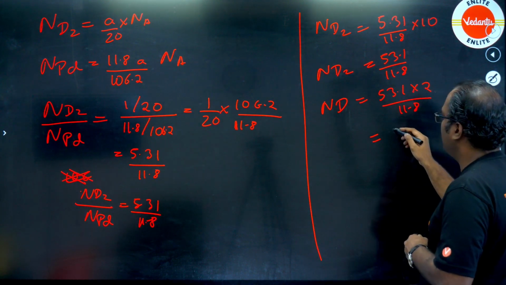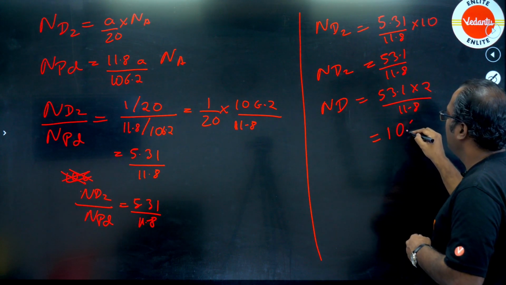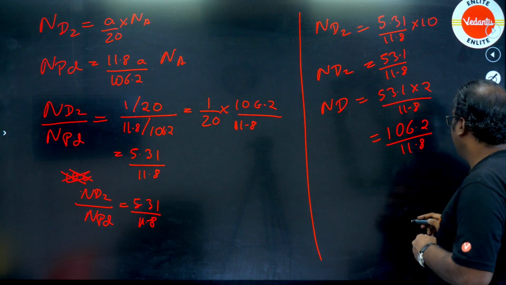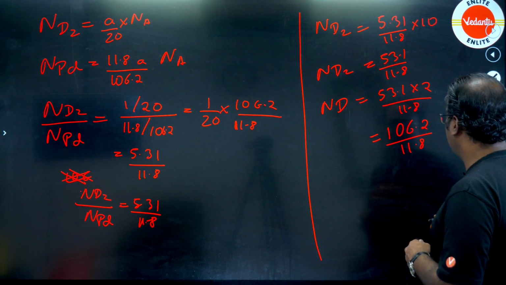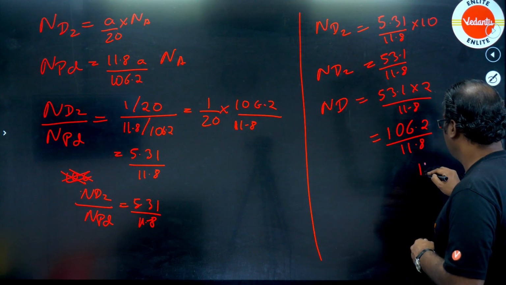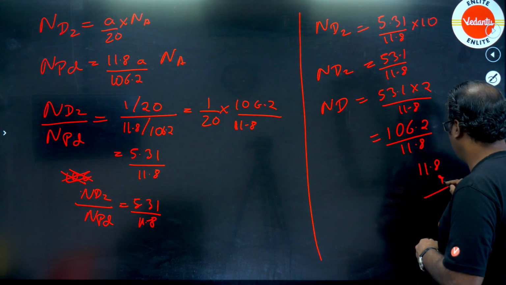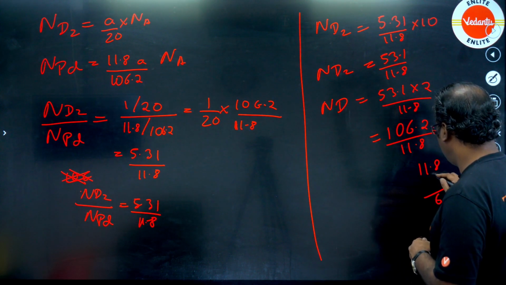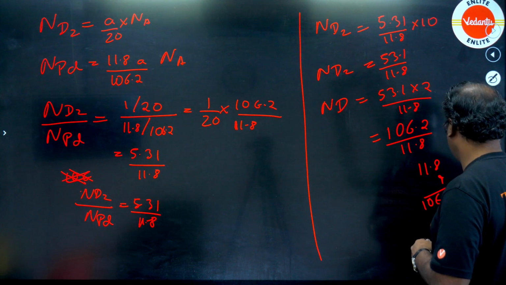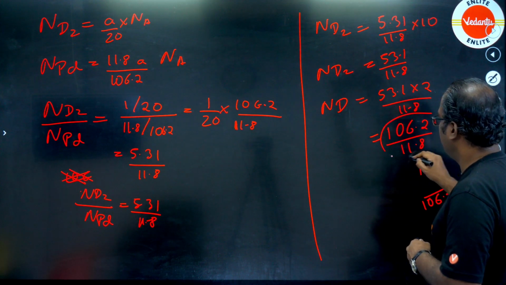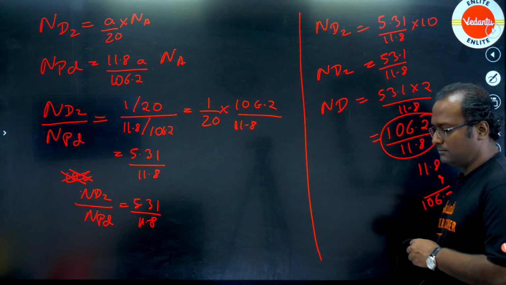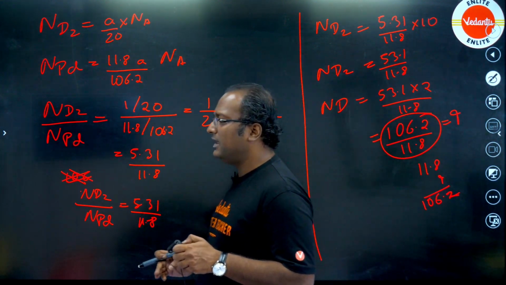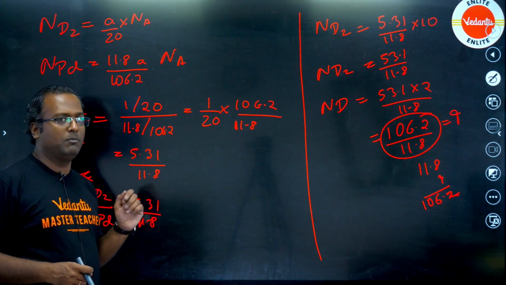So this is where the answer is moving ahead. 106.2 upon 11.8. I think roughly 9 times should satisfy. Yeah, 106.2. This is 9. Overall, I wouldn't say a lengthy or crazy level difficult question, but yes, a complicated one.